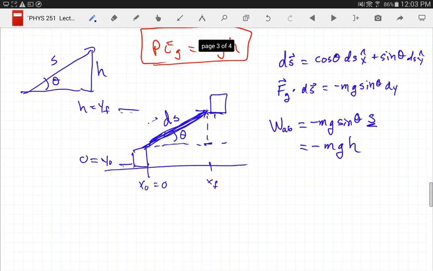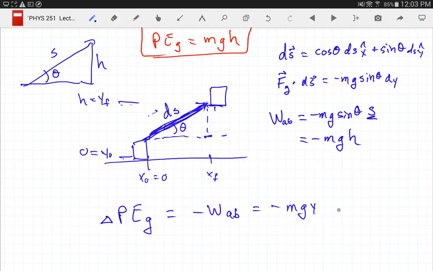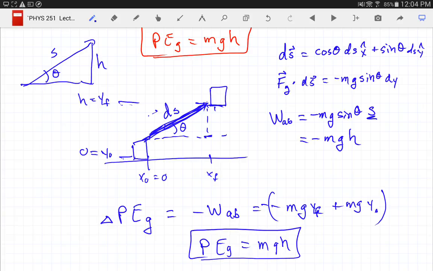Now we'll go to potential energy. That's what you get when you put minus. And so we end up by defining potential energy due to gravity as mgh, just like I have in the box up above.